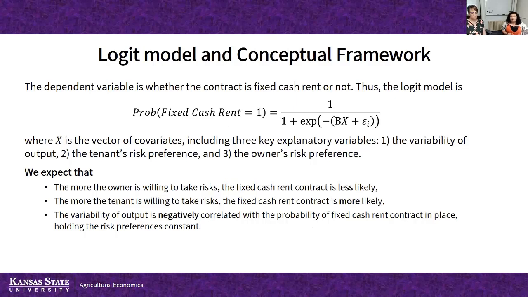The model we used was a logit model, which basically just helps predict probability of which crop share they'll choose. And again, it uses those 3 variables that we've talked about, the variability of output and then tenant and owner risk preferences. But again, I want to emphasize the expectations of this model along with our stylized facts. Again, we expect that the more the owner is willing to take risk, the fixed cash rent is less likely. And then the more the tenant is willing to take risk, the fixed cash rent contract is more likely. And then lastly, just the variability of output should be negatively correlated with the probability of fixed cash rent if you don't take into consideration the risk preferences.